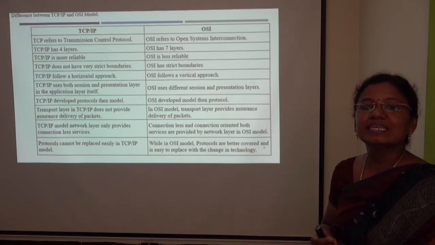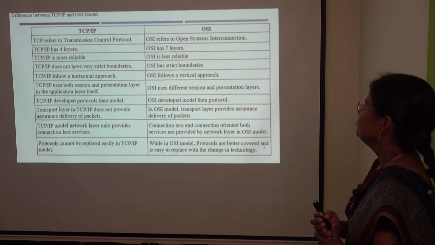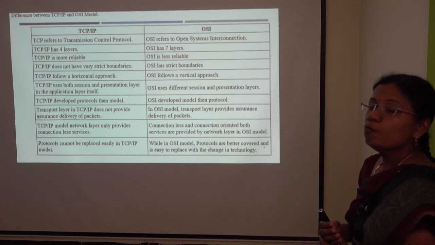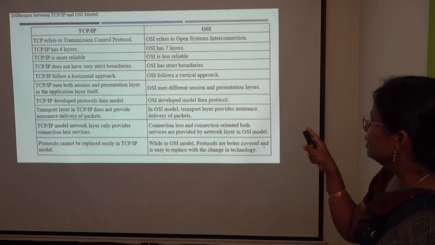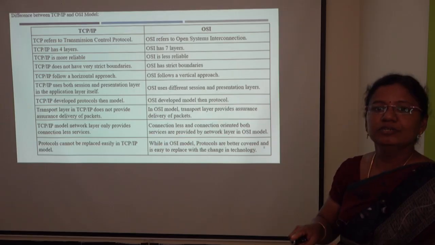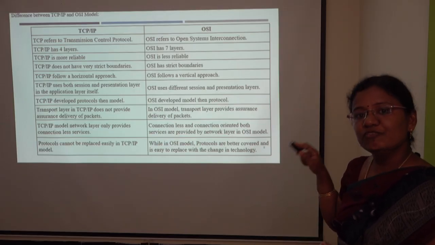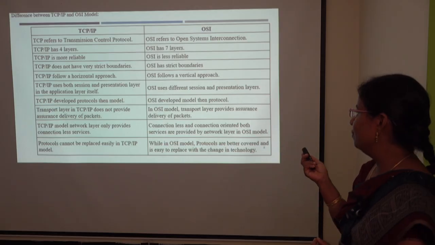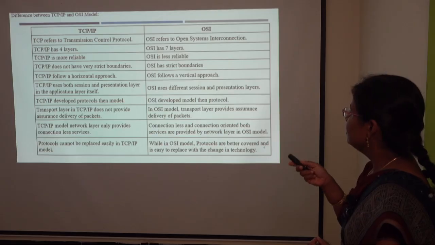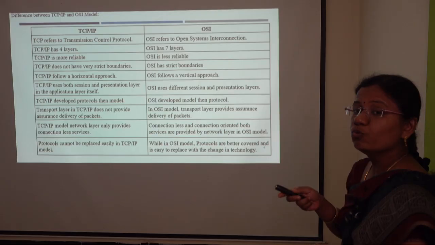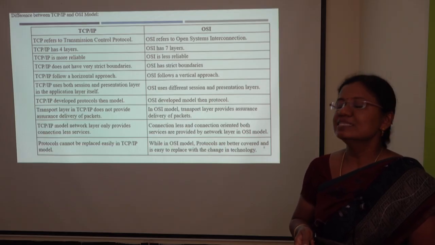TCP IP follows a horizontal approach, but OSI follows a vertical approach. In TCP IP, the protocol is developed first, then the model is developed. But in OSI, the model is developed first, then the protocol is developed. The TCP IP model provides connectionless services, but the OSI model provides both connection-oriented and connectionless services.